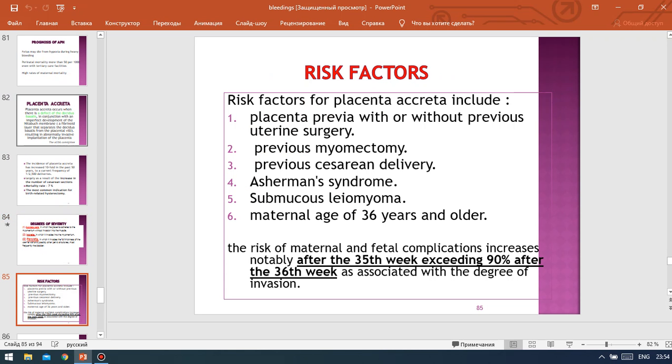Risk factors include placenta previa with or without previous uterine surgery, previous myomectomy, previous cesarean section, Asherman syndrome, submucous myoma, and maternal age 36 years and older. The risk of maternal and fetal complications increases, notably after the 35th week, exceeding 90% after the 36th week, as associated with the degree of invasion.